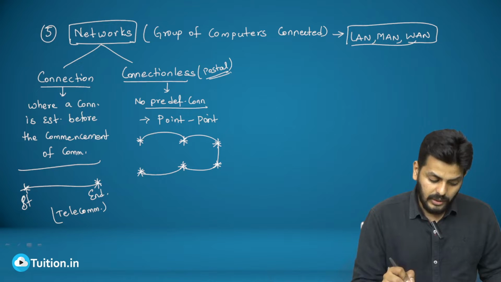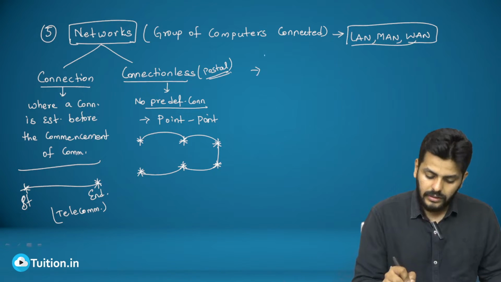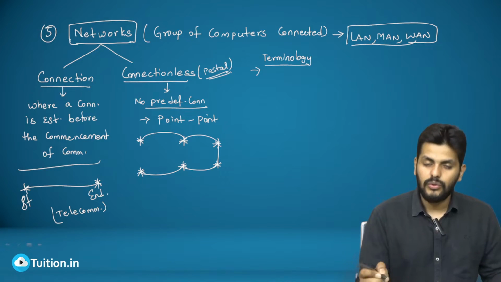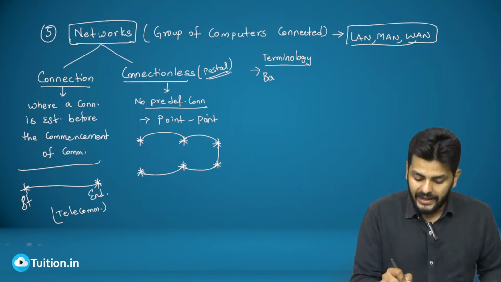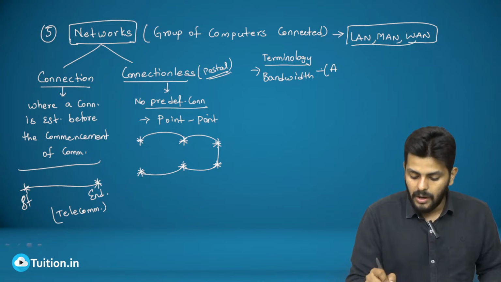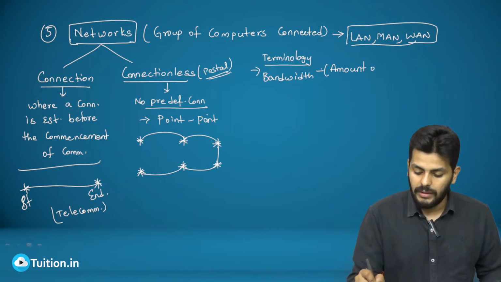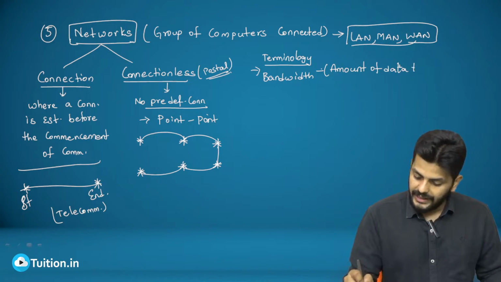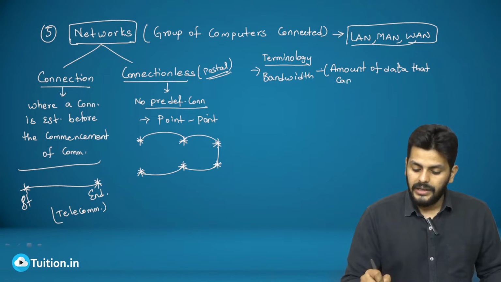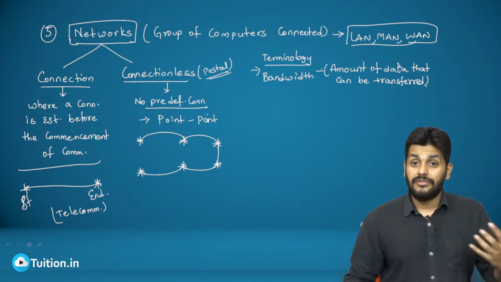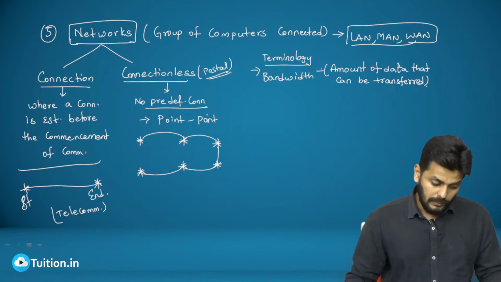Then we have a few terms, some terminology, that I'm going to revise for you. First is bandwidth. Bandwidth is nothing but the amount of data that can be transferred. That is what is called bandwidth. 5 Mbps, 10 Mbps, 100 Mbps, that's what is called bandwidth.